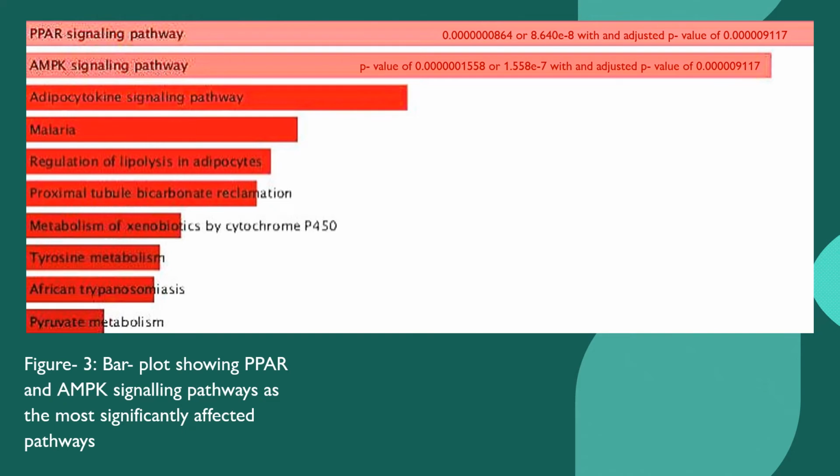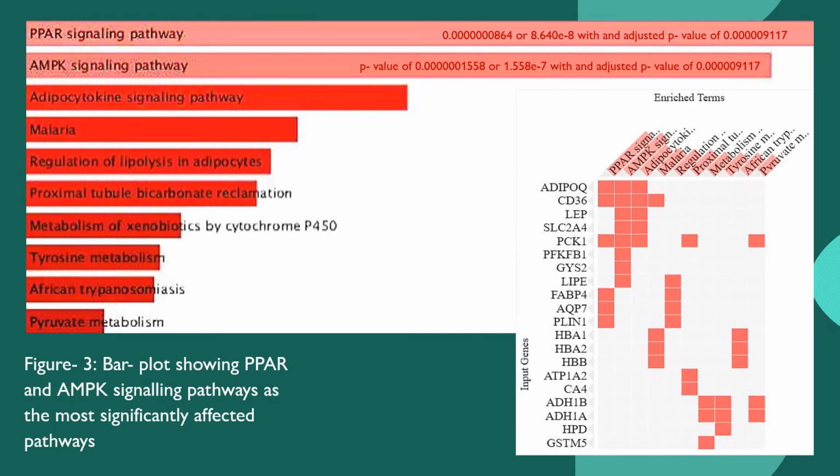EnrichR also delivered the data for most significantly differentially expressed genes associated with the most common differentially expressed pathways, that is PPAR and AMPK signaling pathways. It was identified that 6 genes, that is ADIPOQ, CD36, PCK1, FABP4, AQP7 and PLIN1 were the significant genes in the PPAR signaling pathway, and 8 genes, that is ADIPOQ, CD36, LEP, SLC2A4, PCK1, PFKB1, GYS2 and LIPE were the significant genes in the AMPK signaling pathway.